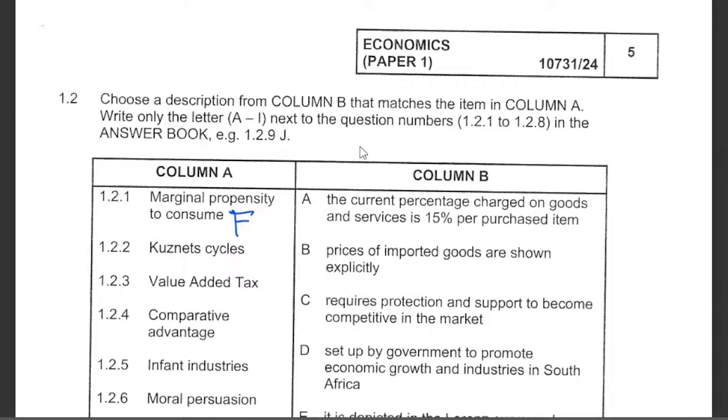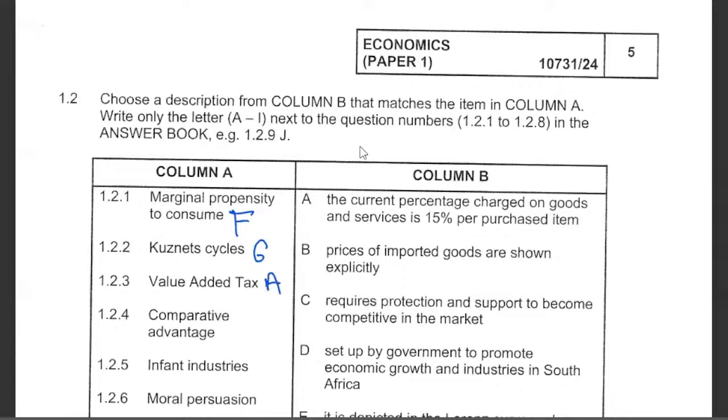So now the next one, we have 1.2.2, where we have goods nets cycles. These cycles are caused by changes in the building and construction industry. So it means our appropriate answer in this regard is going to be G. We also have 1.2.3 for value-added tax. Here we are referring to the current percentage charged on goods and services, which is 15% per purchased item. So our appropriate answer in this regard is going to be A.